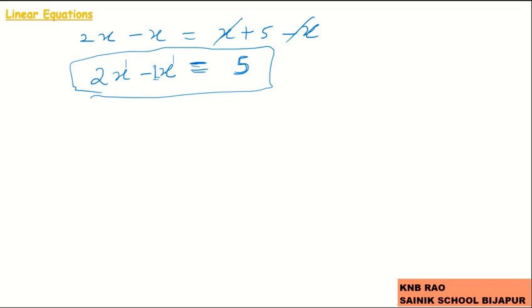Here there is x, which means it is 1x, and the subtrahend is 1x. You know how to do 2 minus 1 in the case of integers. This is the difference of two integers, which equals 1. Whereas here I have got 2x minus 1x, which is nothing but 2 minus 1 only.